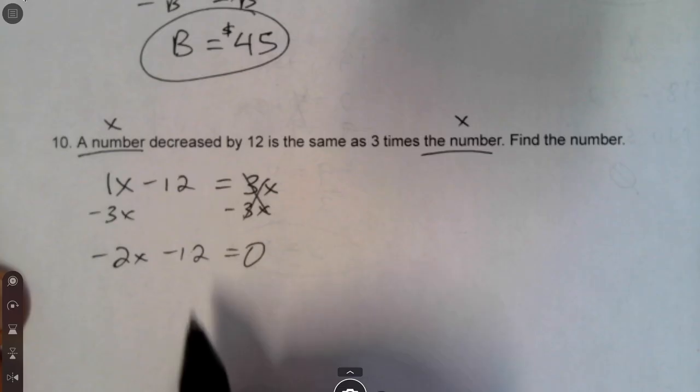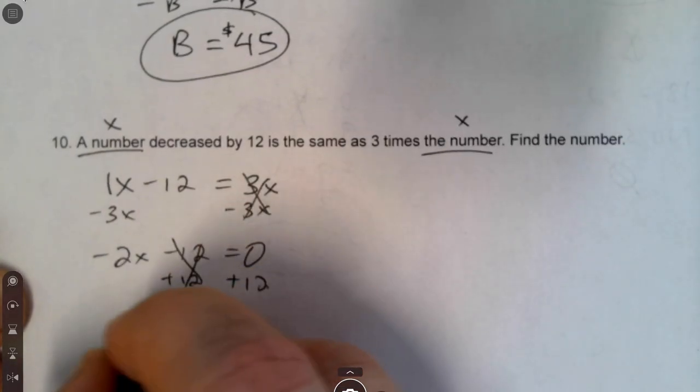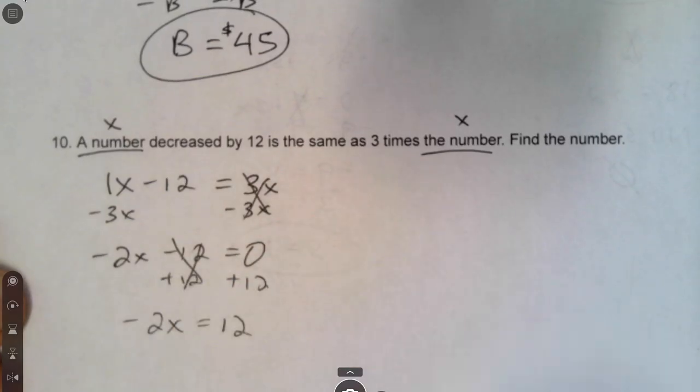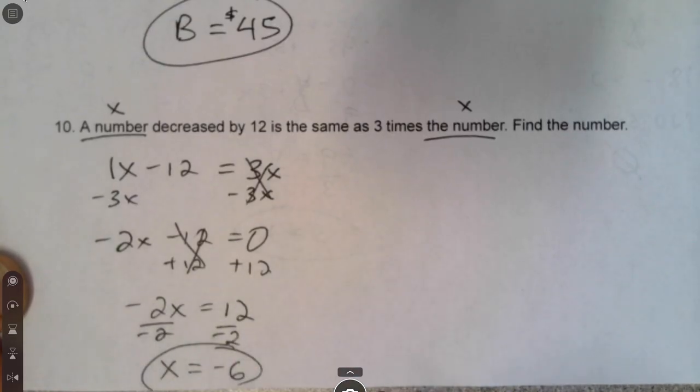Second step is to move the constant, so I add 12 to both sides. My last step is to divide both sides by the coefficient. So I divide by negative 2. My final answer is that x equals negative 6.